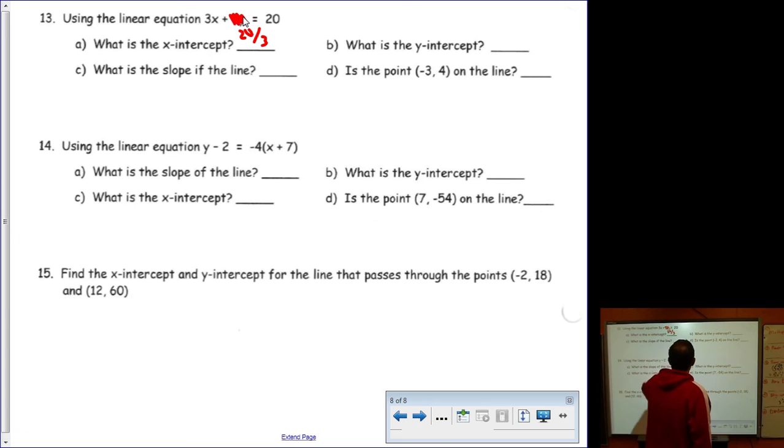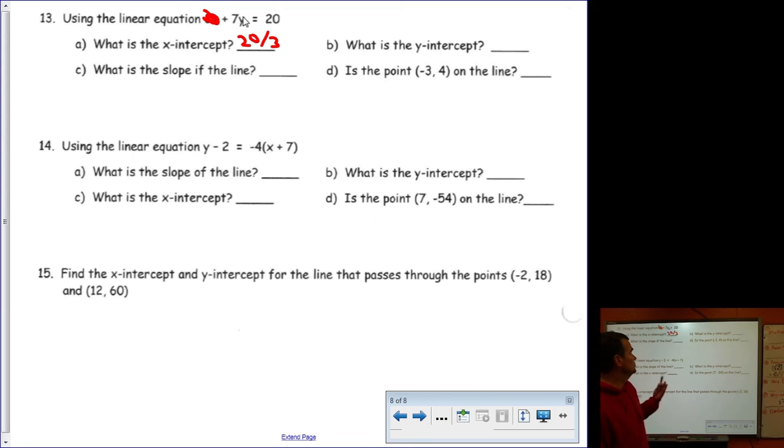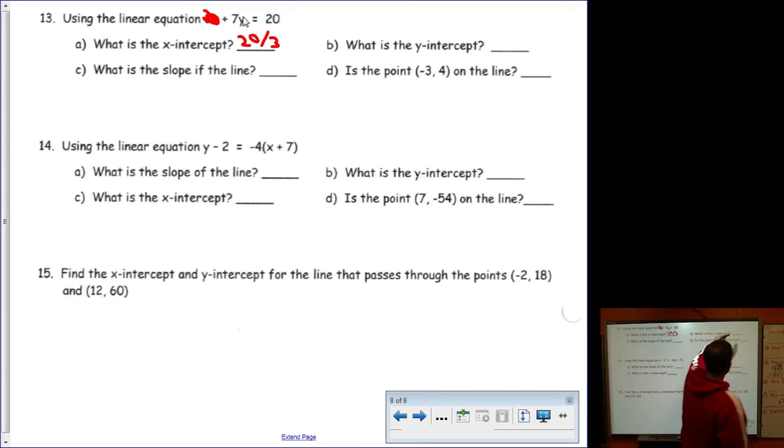To find the y-intercept, we're going to put 0 in for x and solve for y. So 20 divided by 7, or 20/7, would be the y-intercept.